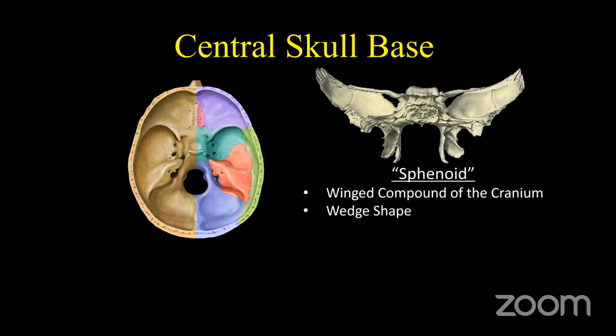So I went back and looked to our source right now, which unfortunately tends to be Wikipedia. And I looked up the etymology of the sphenoid. The sphenoid is a winged component of the cranium, and it's also wedged. So it's sort of wedged in the central skull base.